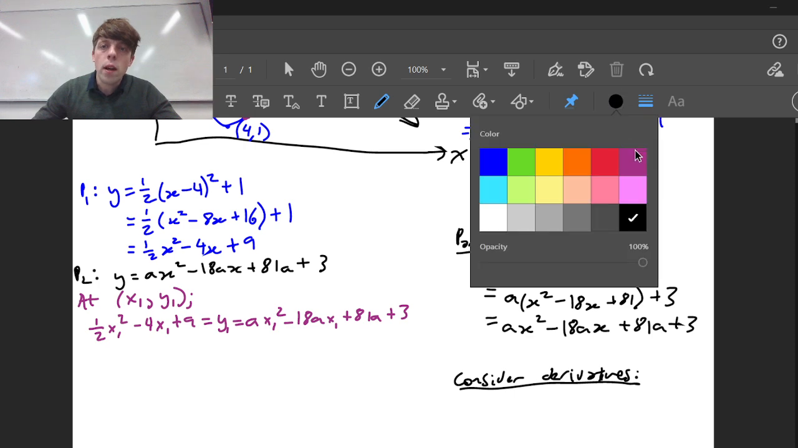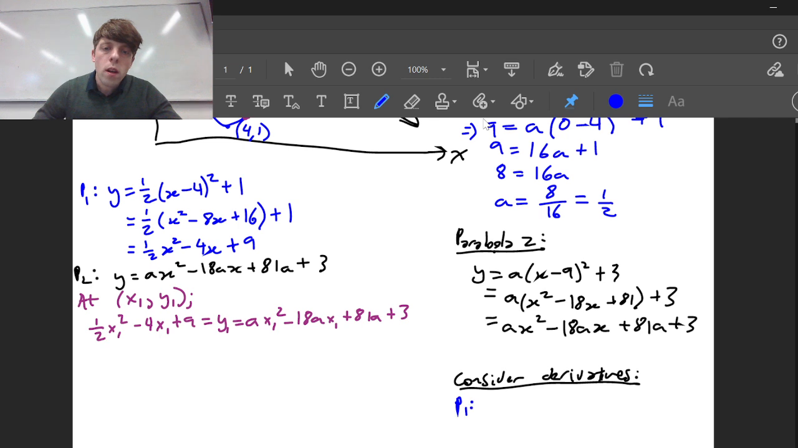So let's start with P1. For P1, the derivative is just going to be the derivative of this. 2 times a half, then I count down x by 1, so 2 times a half is just equal to 1. So this is going to be x minus 4, because the derivative of negative 4x is negative 4. And then for parabola 2, we get a similar sort of result. We have that dy/dx is going to be equal to, looking at this black equation for P2, 2ax minus 4. And you can do this on the CAS if you need to.